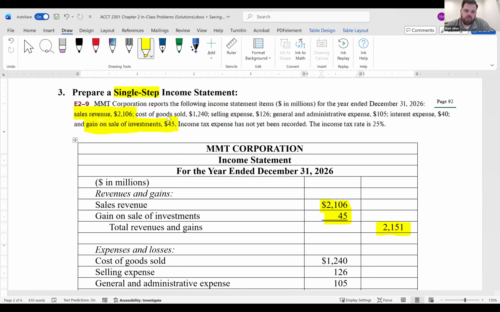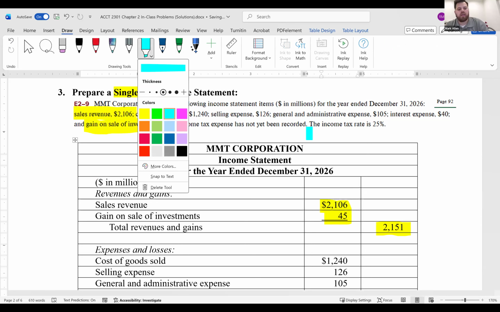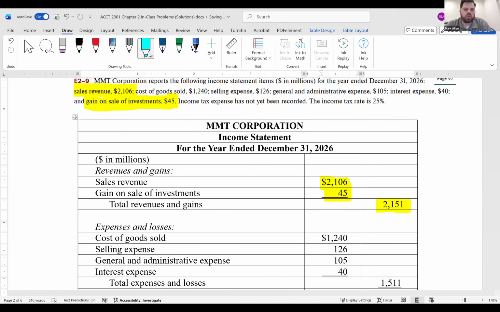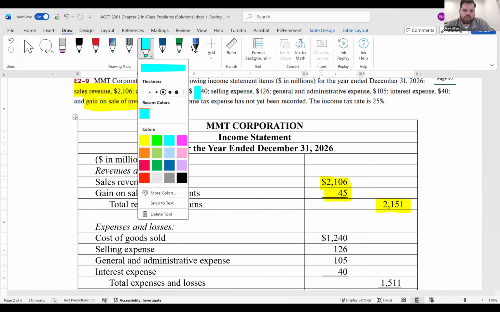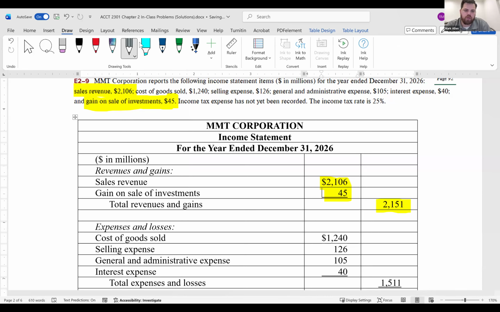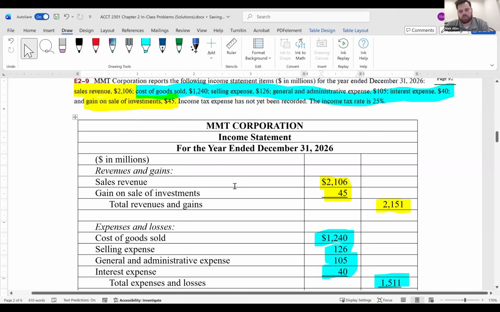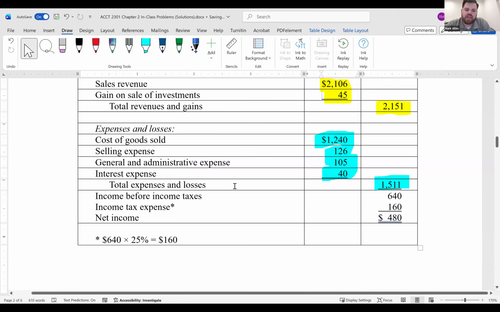Now we'll use a different color for our expenses and losses. And so now they tell us our cost of goods sold was 1240. So we see that. Our selling expense, our general and admin, our interest expense. And so we see all of that, the 1240, the 126, the 105, and the 40. And this comes down to total expenses and losses of 1511. That difference now gives us income before tax of 640.